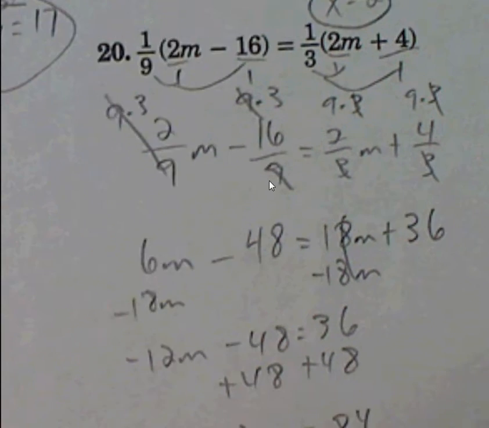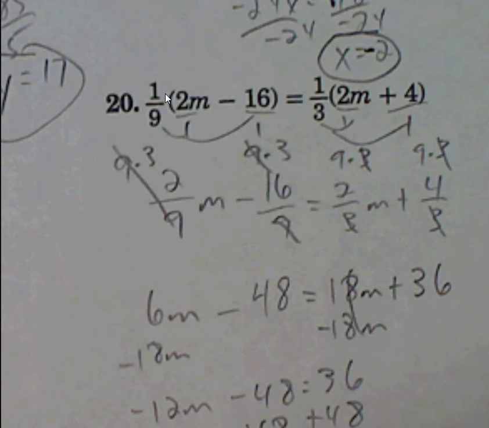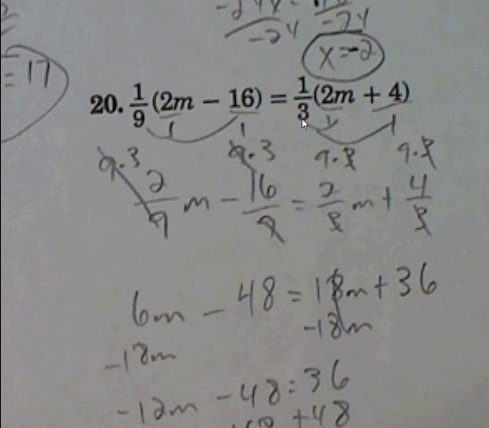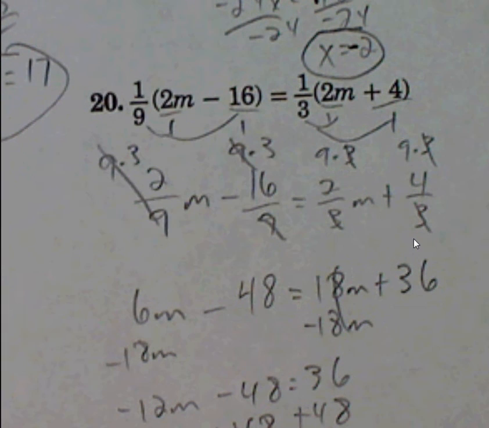Number 20, I must distribute. So I get 2 over 9, 1 times 2 is 2, 9 times 1 is 9, m minus 1 times 16, 16, 9 times 1 is 9, equals 1 times 2 is 2, 3 times 1 is 3, m, 1 times 4 is 4, 3 times 1 is 3. My denominators are 9 and 3. So 9 and 3, 9 and 3.